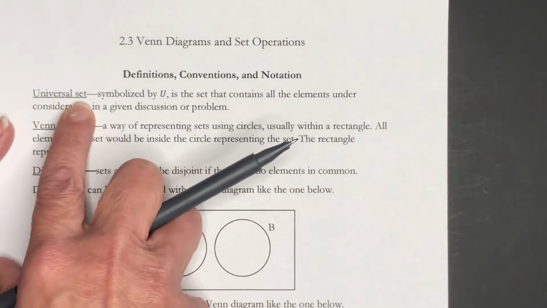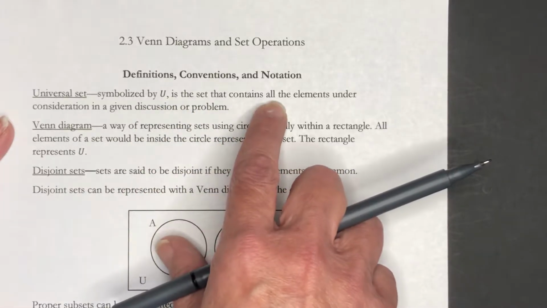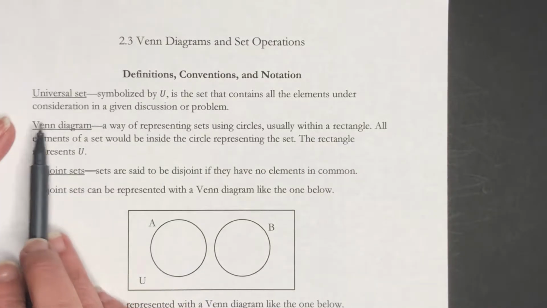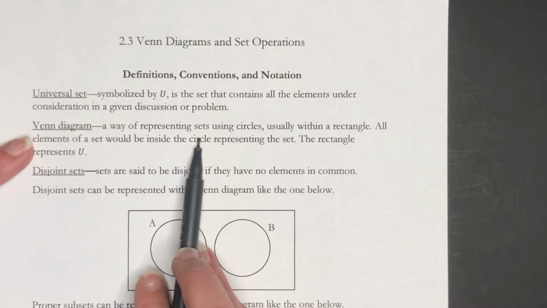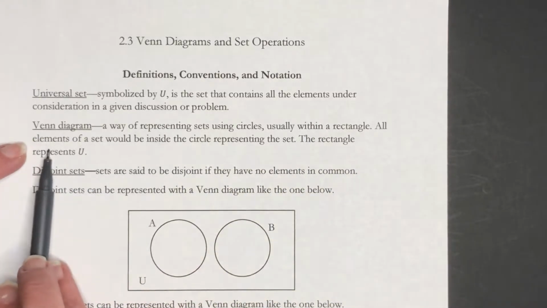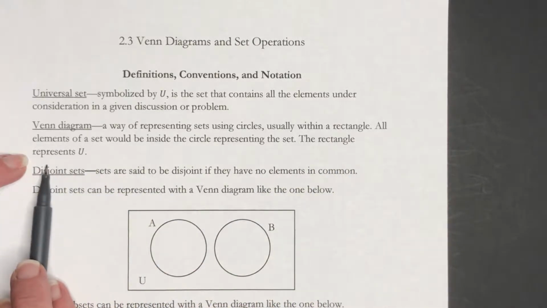Okay, so definitions, conventions, notation, that kind of stuff. The universal set, which is always symbolized by the letter U, is the set that contains all of the elements under consideration in a given discussion or problem. So if we're talking about all the people in the world, that could be the universal set. A Venn diagram is a way of representing sets using circles, usually within a rectangle. All elements of a set would be inside the circle representing the set, and the rectangle represents U.